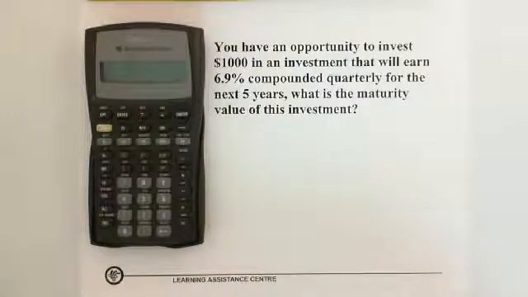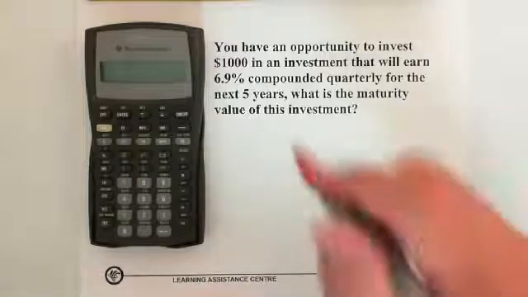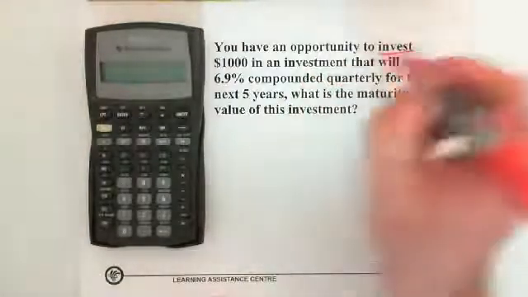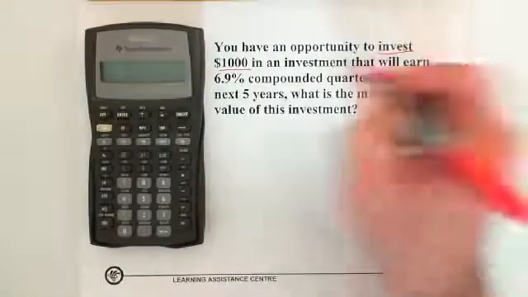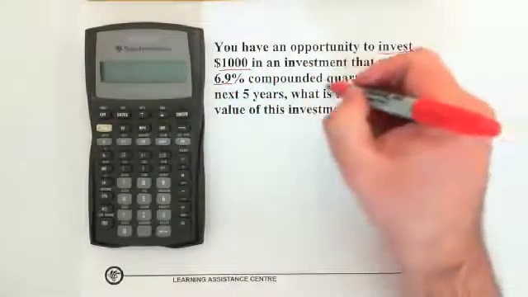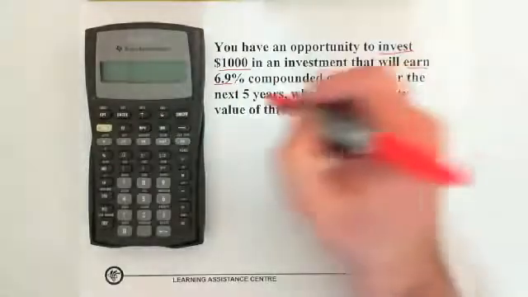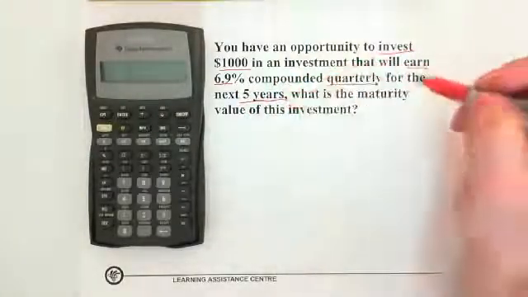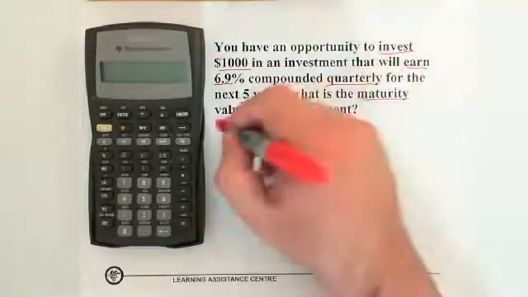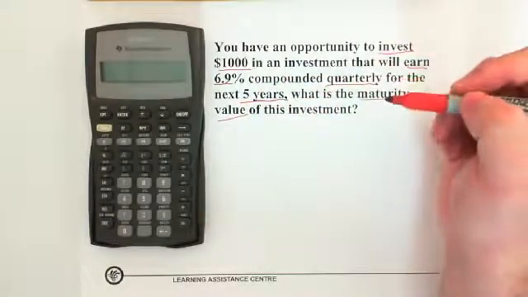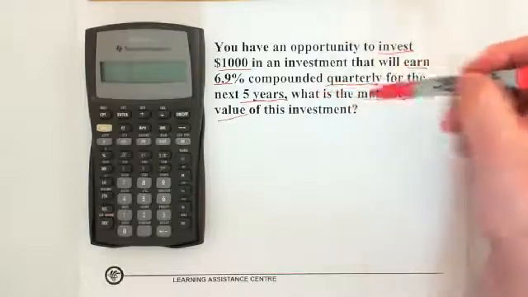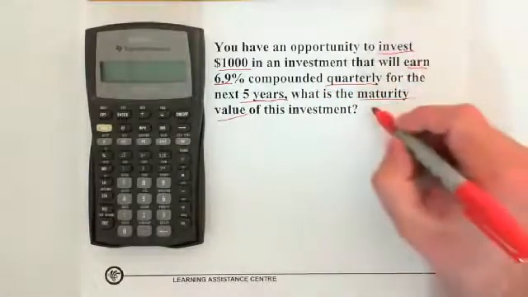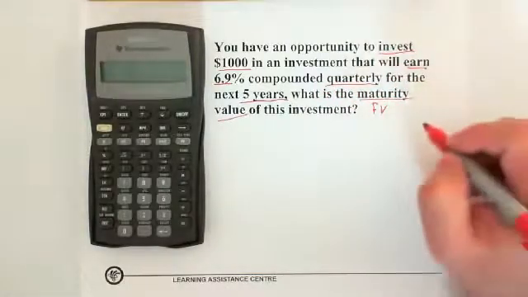Alright, so let's start at the top. The first thing we see is that we can invest $1,000 in an investment that will earn 6.9% compounded quarterly for the next 5 years. What is the maturity value of this investment? So the first thing is, the question is asking, what is the maturity value? So maturity value, that's our future value.